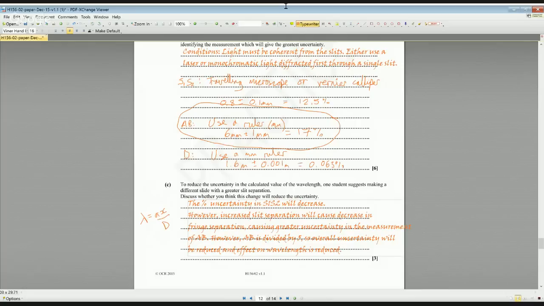Although it causes an increase in the uncertainty in the measurement of AB, ultimately that will have less of an impact on the final answer than the uncertainty in S1, S2. And the reason for that is because you're dividing that length AB by 5.